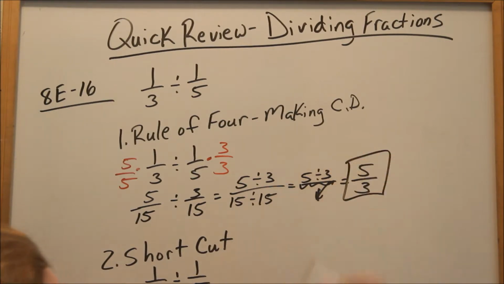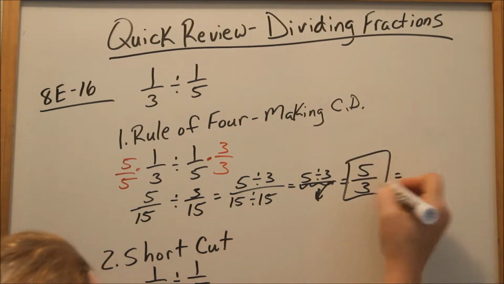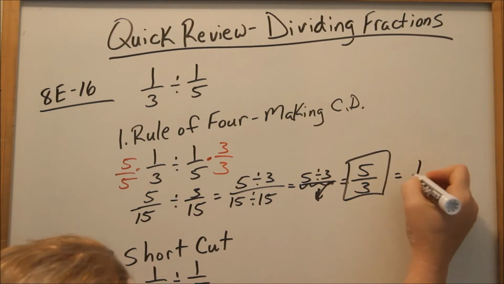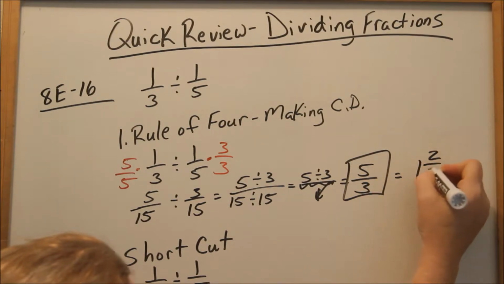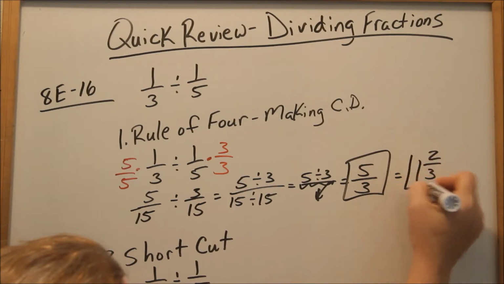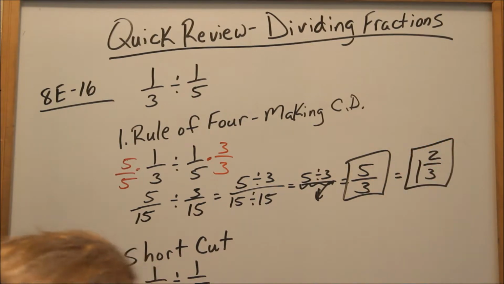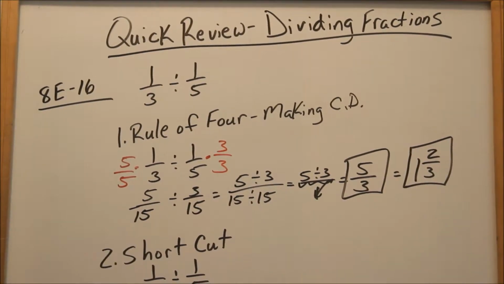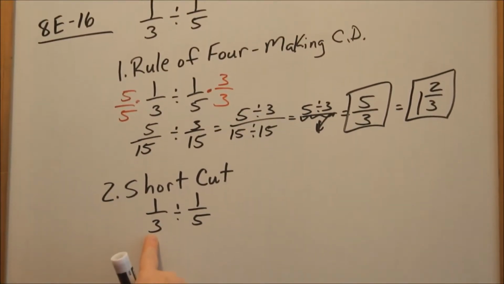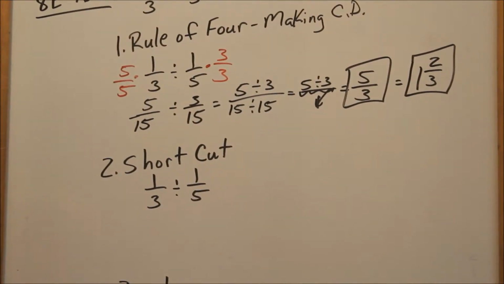And then that's an improper fraction. They probably will change it back into a mixed number. 3 goes into 5 one time, and then there's 2 left over, and the denominator stays the same. So 5/3 is the same as 1 2/3. Okay, the shortcut way. 1/3 divided by 1/5.